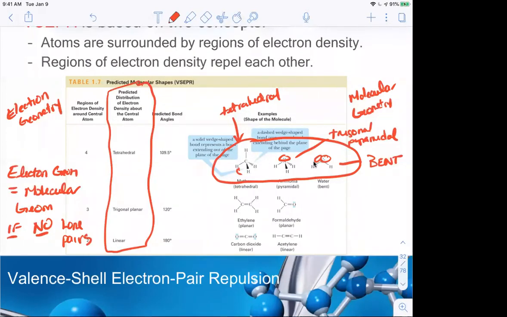Remember, my tetrahedral bond angle is 109.5. This is going to be about 107, and this is going to be about 104, because those lone pairs have an extra repulsion to them and sort of collapse the bond angles. Here, you're going to look at other examples where this is trigonal planar here, and then linear molecules.